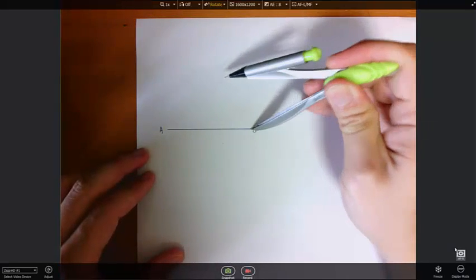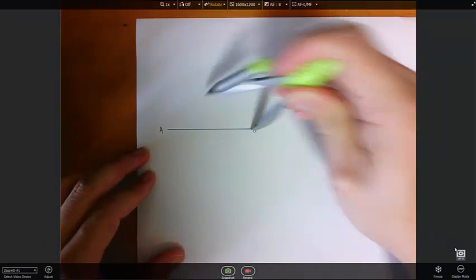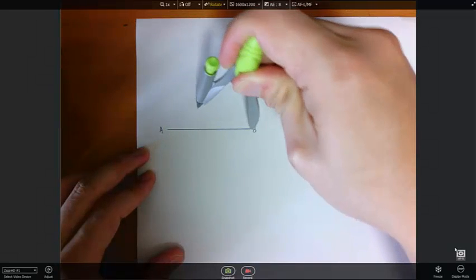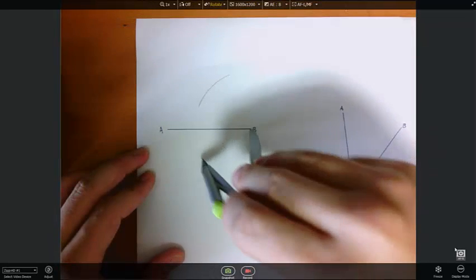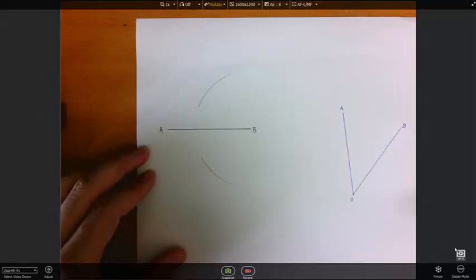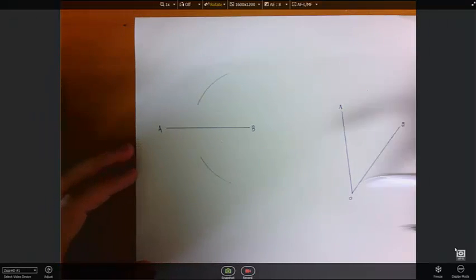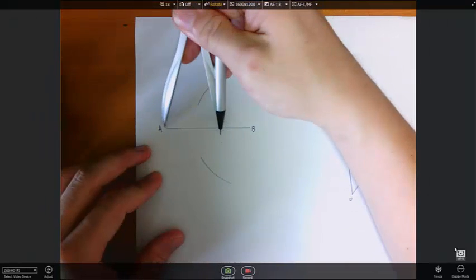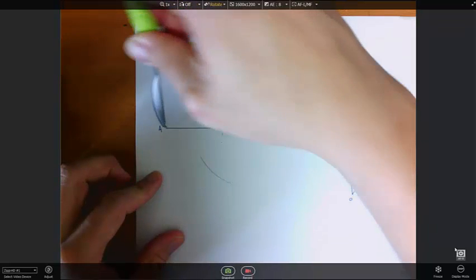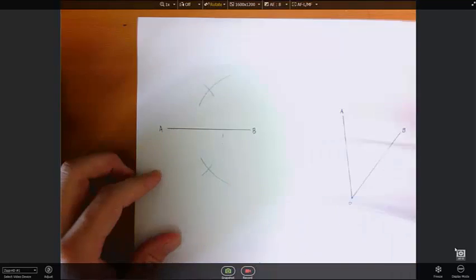So first I place it at point B. You can place it at point A also, it's alright. We draw 1, 2. These arcs are working, so do not erase them after you have drawn them. Then now we place it at A. Then I draw 1 and 2.